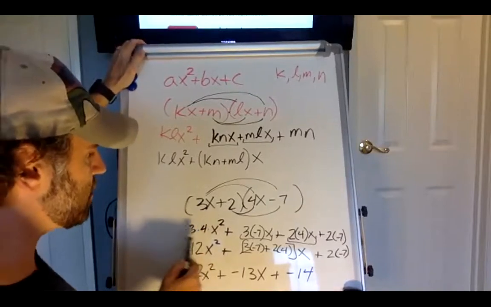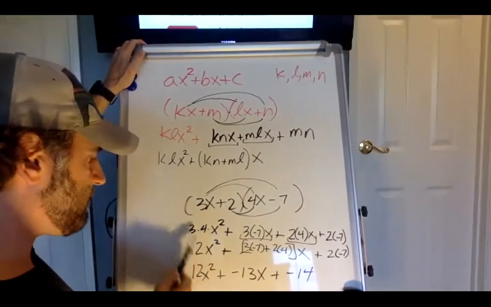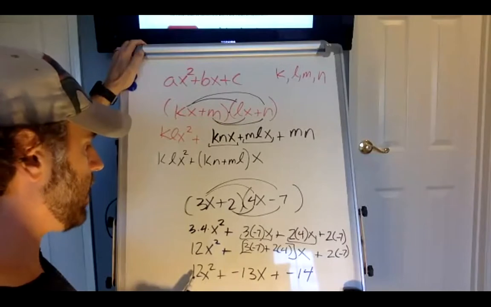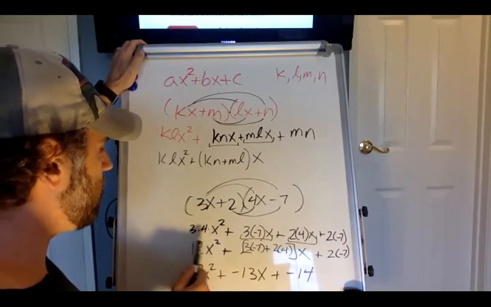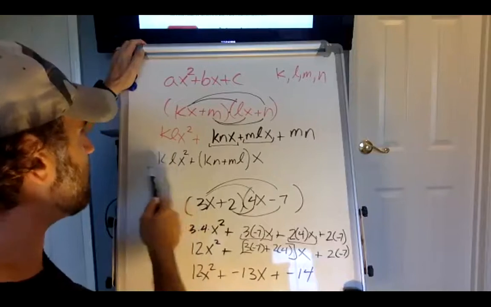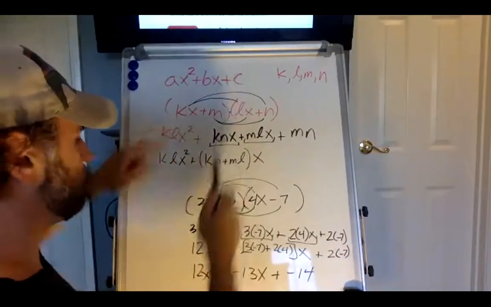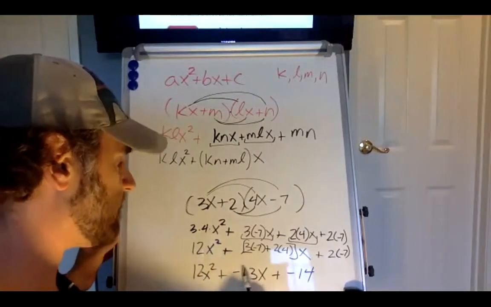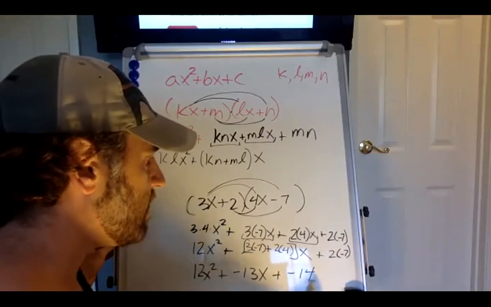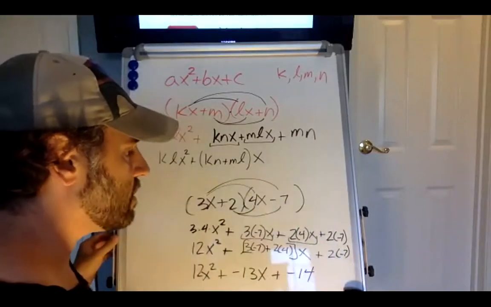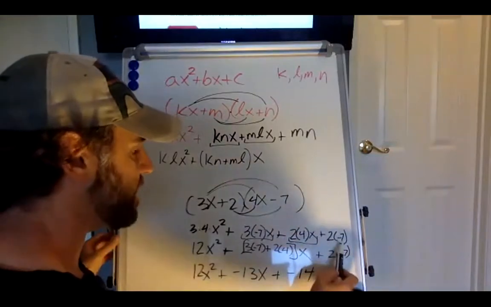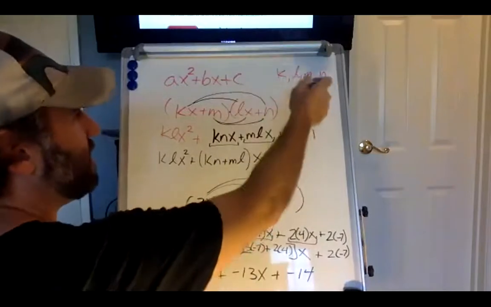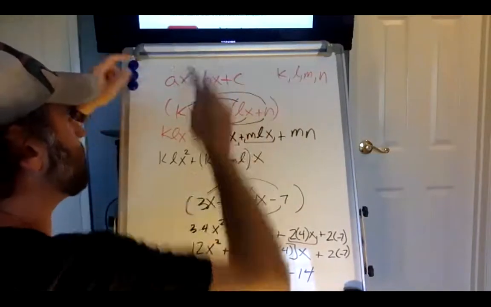What do you notice about these two numbers? They're factors of 12. Okay, they're factors of 12. So 3 and 4 were the what? They're the k and the l from up here. Then let's examine this negative 13, or this negative 14 here. The negative 14 was the m and the n. So the m and the n have to be factors of C. The k and the l have to be factors of A.